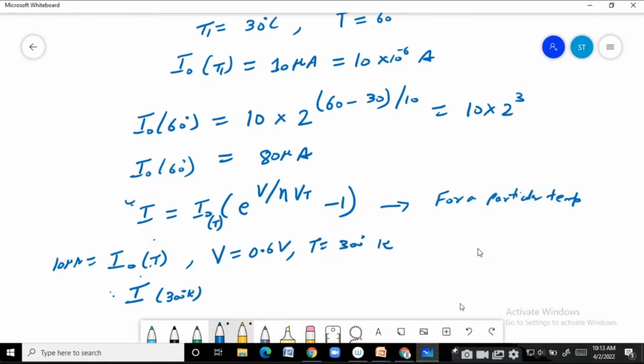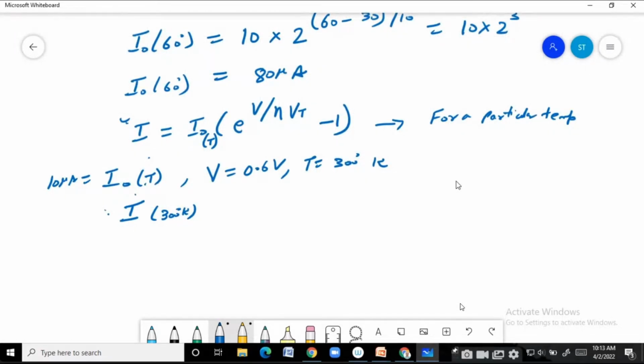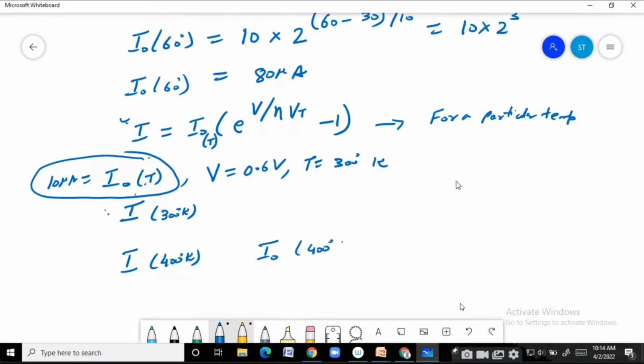But with this given data, suppose the question is that you know I naught at 300 degree Kelvin, which is 10 microamperes, but you are asked to find I at some other temperature, that is 400 degree Kelvin. Then the information given regarding I naught at 300 degree Kelvin is not sufficient. We cannot substitute this I naught into this equation to get the current at 400 degree Kelvin. In that case, what will you do? You will first find I naught at 400 degree Kelvin. That will be your first task before solving this problem. The given voltage across the diode is kept constant at 0.6 volts, but the temperature has changed from 300 to 400 degree Kelvin.